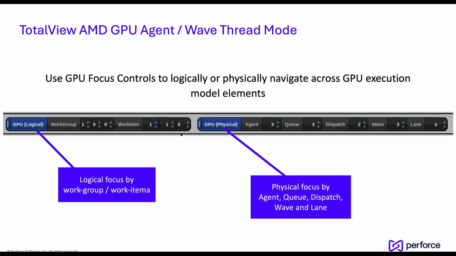You can also navigate across the code that's running on a GPU using the GPU focus controls. These are some toolbars that appear when you start debugging on a GPU. You can look at a GPU in a logical sense, where you're looking at the work groups and the work items, or in a physical sense, where you look at the agents, the queues, dispatch, waves, and lanes. These examples here are specific to the AMD GPUs and how they represent the code that's running on a GPU. NVIDIA GPUs are similar. They have their own GPU-focused controls as well.